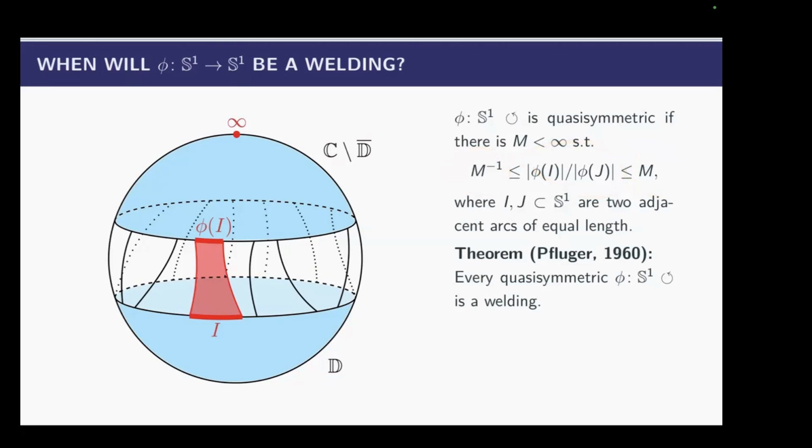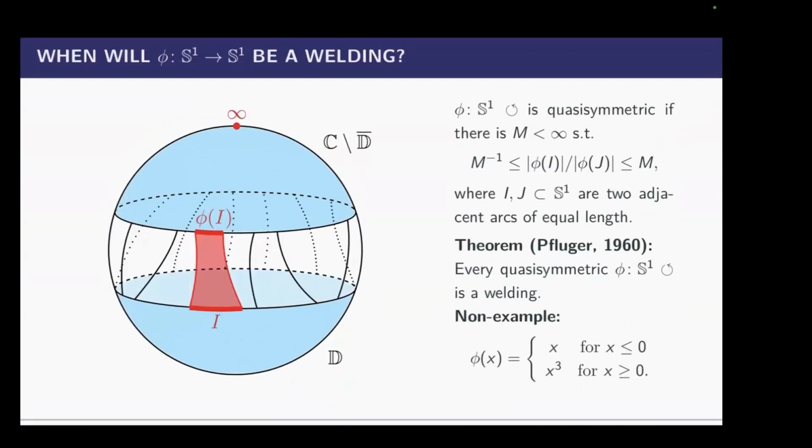And it's a very classical theorem from the 60s by Pfluger, which says that every quasi-symmetric map is a conformal welding, meaning that there is a curve, which in this case happens to be a quasi-circle, and conformal maps, so that when you do the previous operation, you get this circle homeomorphism.